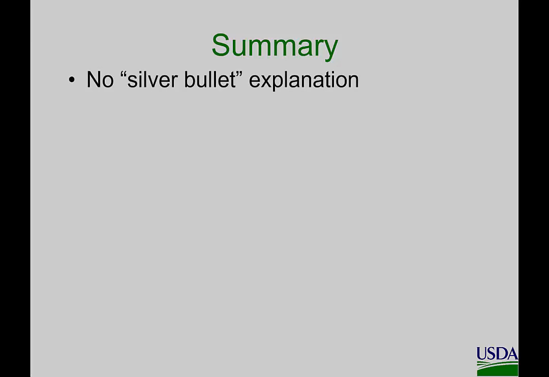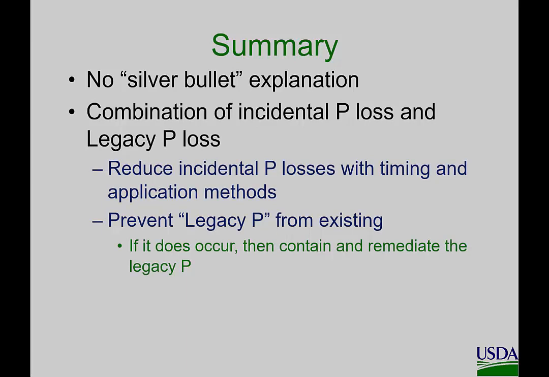Okay, so in summary, there is no silver bullet explanation for the dissolved phosphorus increase to Lake Erie. We know the dissolved phosphorus increase to Lake Erie is what's causing the problem with eutrophication, but exactly what the source is, we know we've got a lot of incidental losses. We've got legacy phosphorus losses, but I can't stand here and tell you, hey, 80% of it's from incidental losses, 20% is from legacy P. We don't know. They're obviously both contributing.